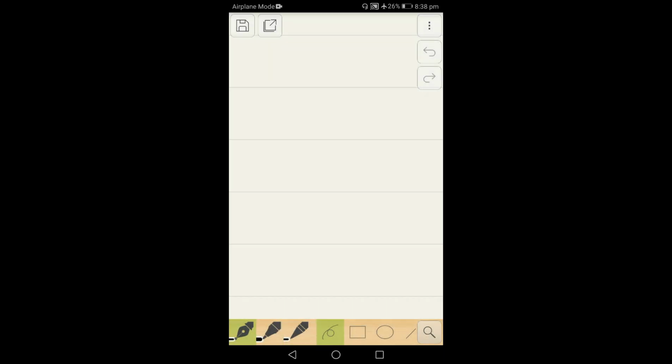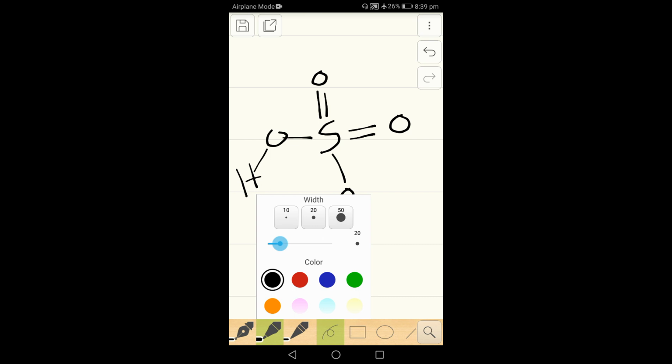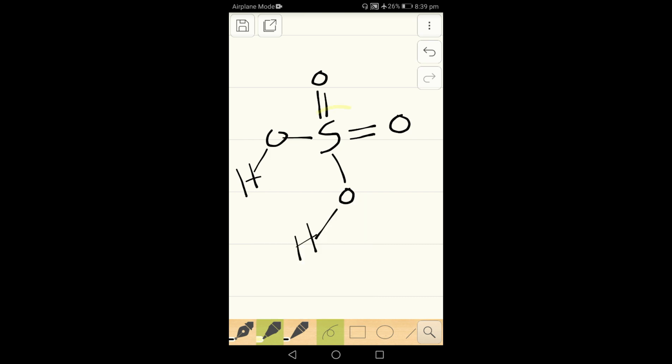Okay, let me give another example. This is the structure of sulfuric acid. My question is: this sulfur atom is sp3 hybrid in the outermost shell. In the outermost shell of the sulfur atom, the nature of hybridization is sp3. How? That is my question.